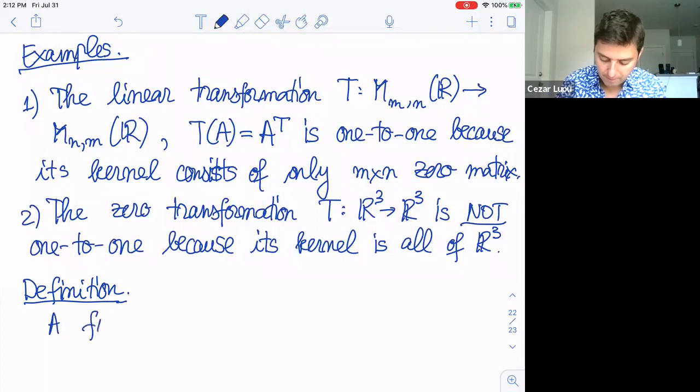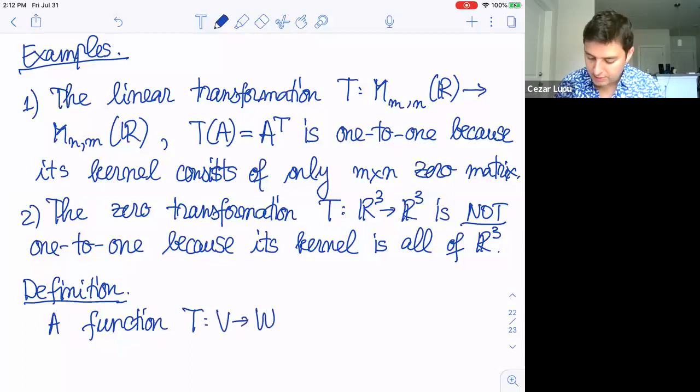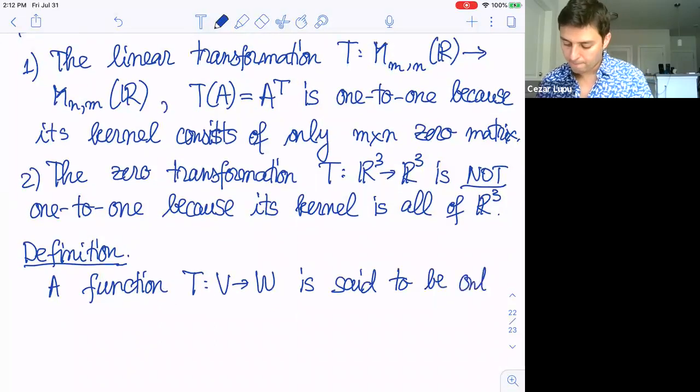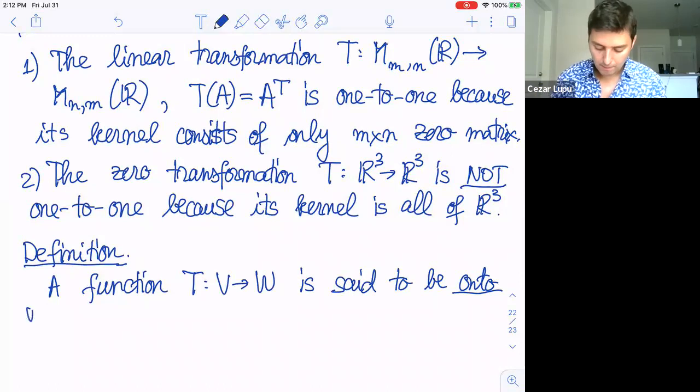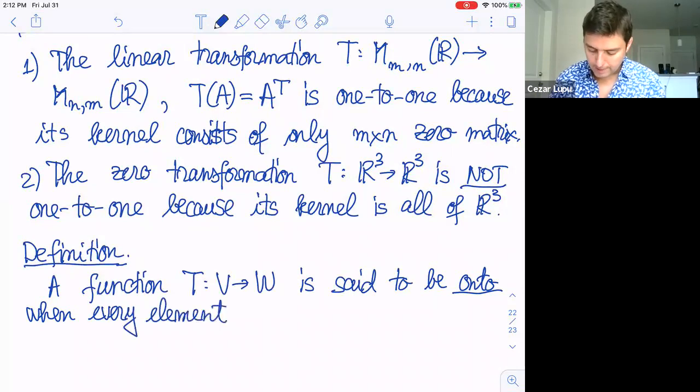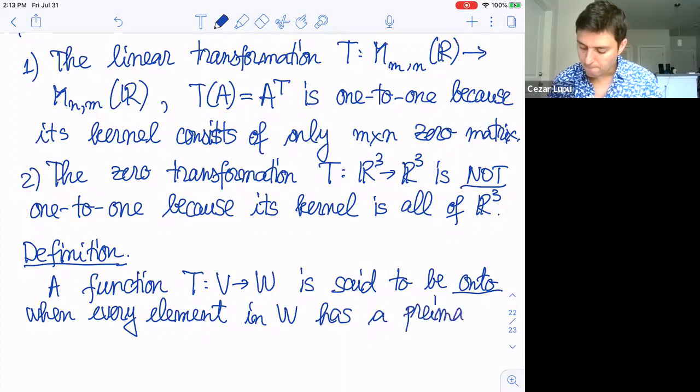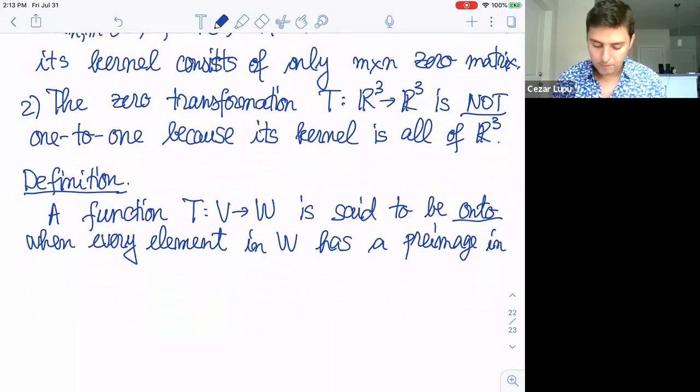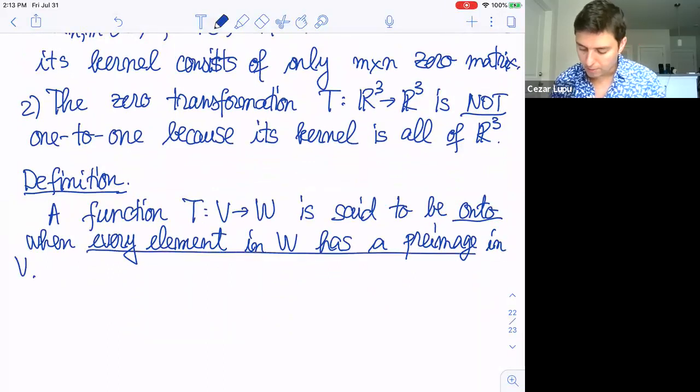Anyway, now let me give you the following definition. A function T from V to W is said to be onto when every element in W has a pre-image in V. Keep this in mind. Every element in W has a pre-image in V.